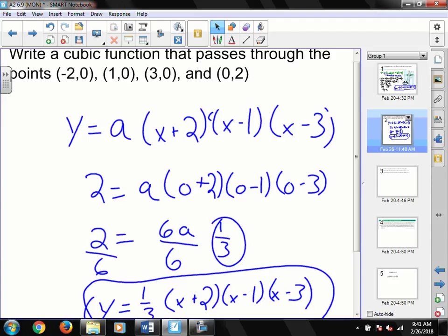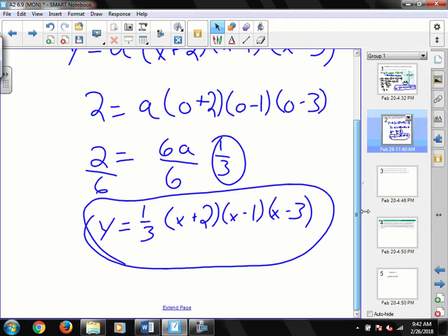Now I gave you the y-intercept. Okay, plug in 2 for y, 0 for x. You end up with 2 is equal to 6a. Divide both sides by 6, you get 1/3 for that a value, or your stretch factor, and plug it back into your formula that you had before, replacing a with 1/3. Questions on that? All right.